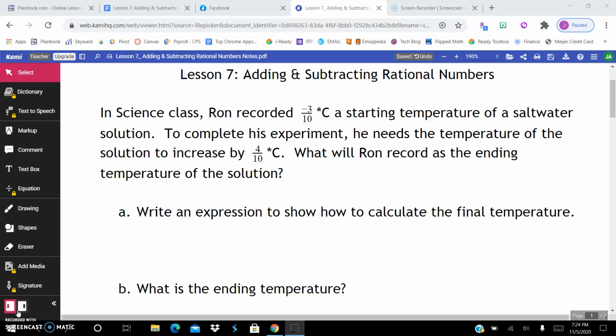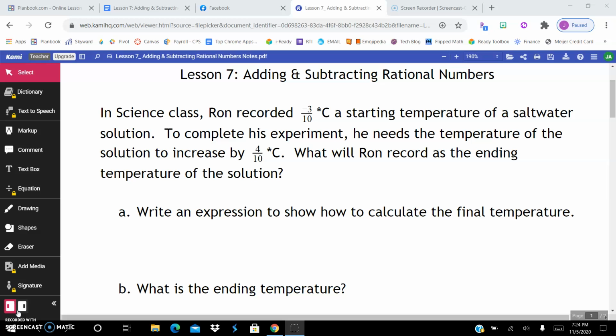So we spent some time with multiplying and dividing rational numbers. Now we're going to look at adding and subtracting rational numbers. So for our first example, it says, in science class, Ron recorded -3/10 degree Celsius as a starting temperature of a saltwater solution. To complete his experiment, he needs the temperature of the solution to increase by 4/10 degrees Celsius. What will Ron record as the ending temperature of the solution?